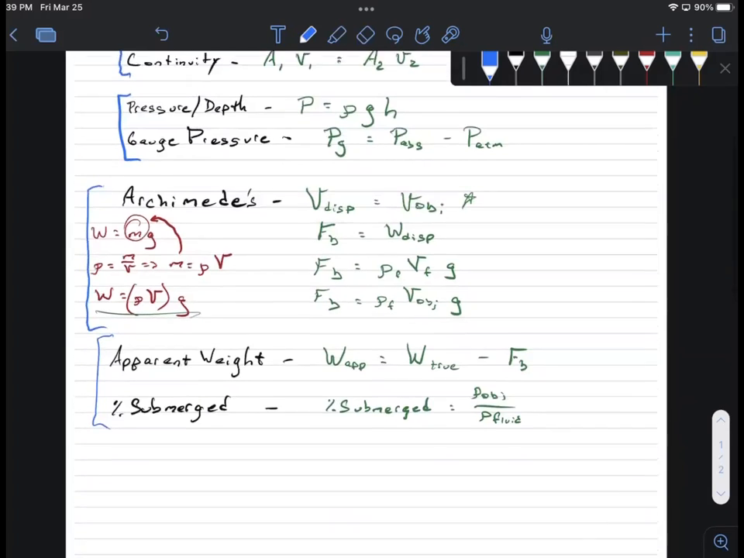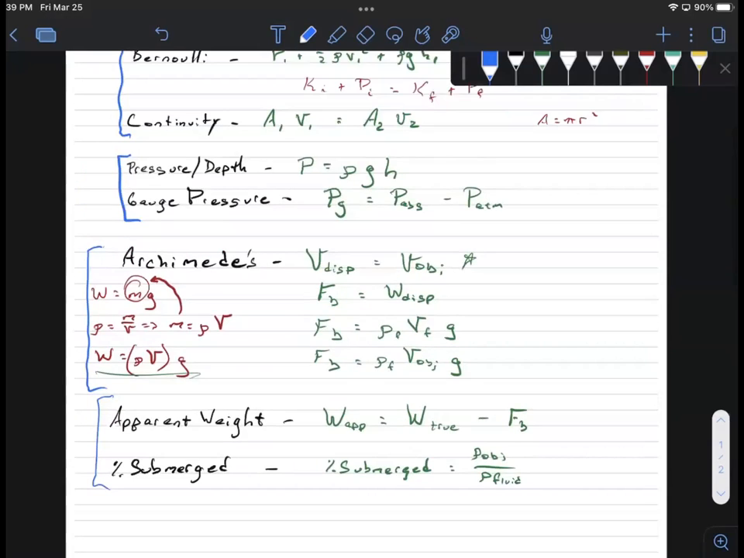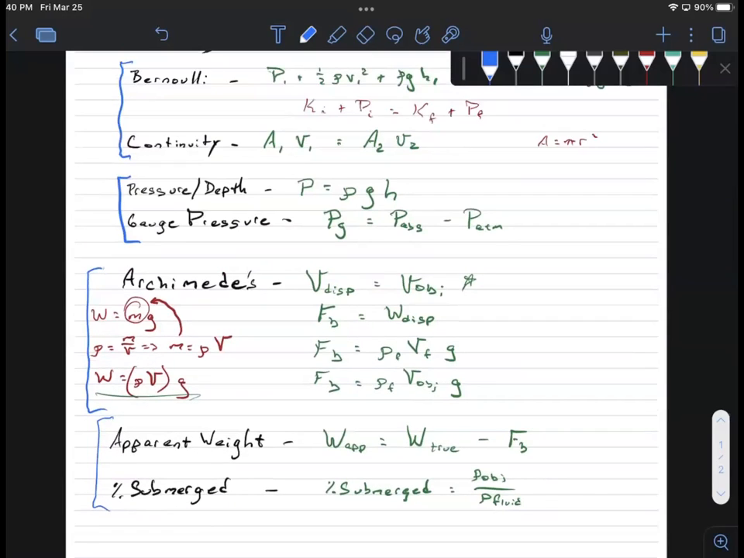Archimedes, this is all about the buoyant force. And usually I put apparent weight with Archimedes too. And then percent submerged: you have a boat, a quarter of the boat is under the water. What's the density of the boat? So that's the types of problems you would expect to see. Little subtopics, each one has its own little set of equations.